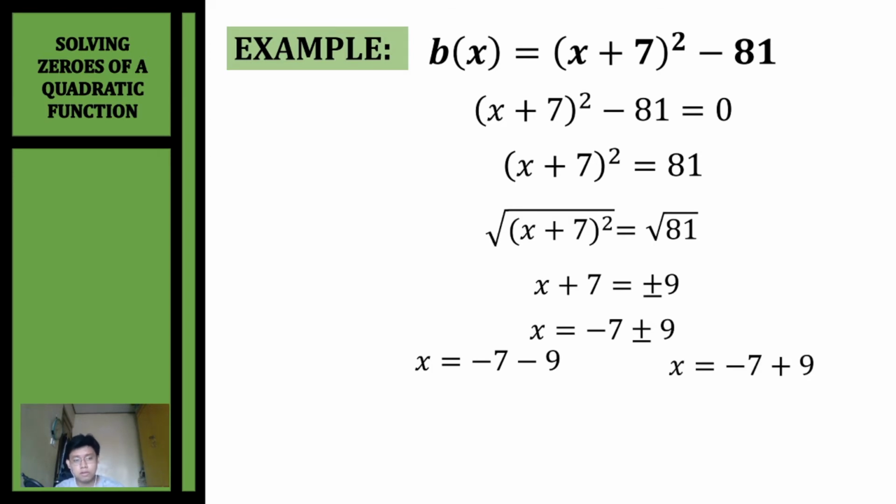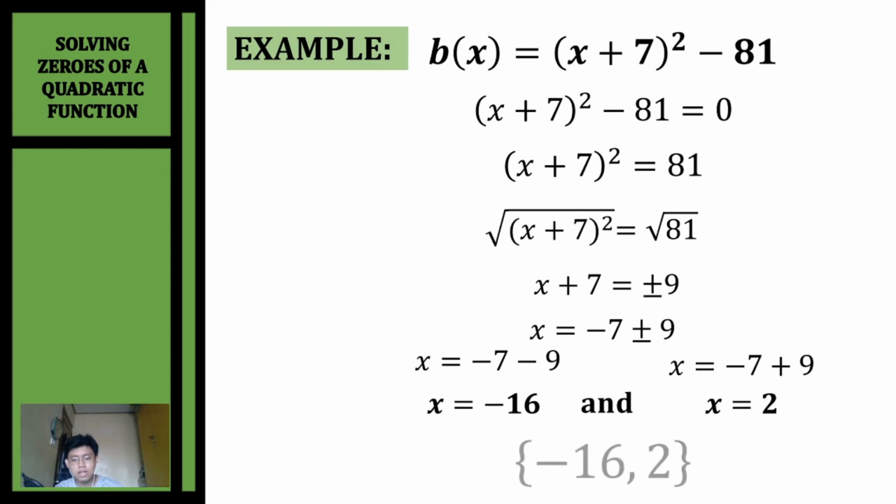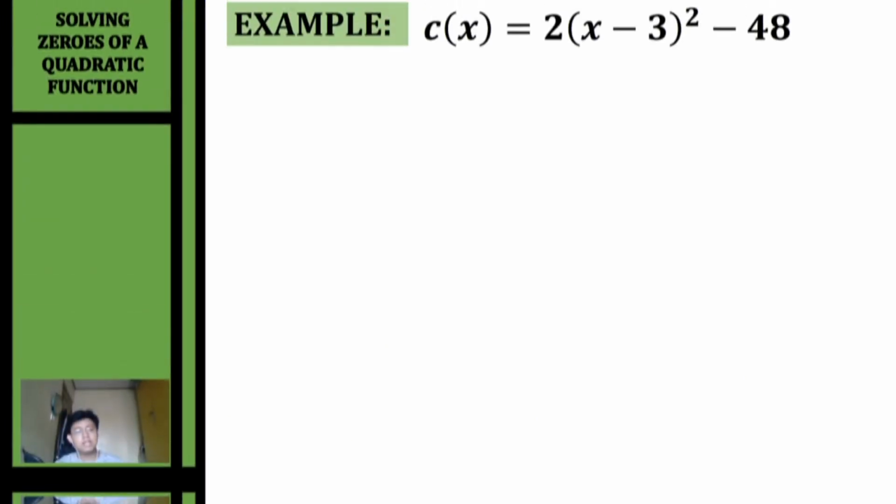So we solve for the value of x for each equation. So we have x is equal to negative 16 and x is equal to 2. So for our zeros of our quadratic function, it will be negative 16 and 2. Alright, let's have another example.